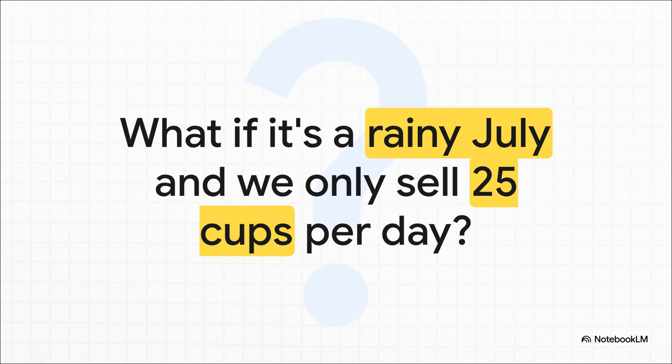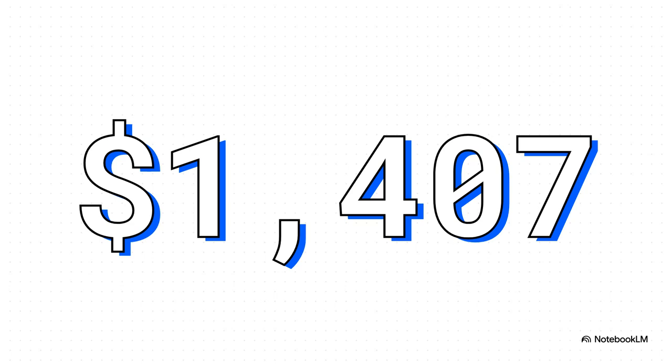But hey, models aren't just for good news, right? They're for stress testing. They're for managing risk. So what if disaster strikes? Let's imagine July is a total washout, just rain every single day, and our sales get cut in half, down to only 25 cups per day. What does that do to our bottom line? Again, we just go back to our dashboard, change that one number, and we see the impact immediately. Our profit for the whole summer drops a lot, down to just over $1,400. But now we've actually put a number on our risk. We've quantified it. Now we can plan for a worst-case scenario.